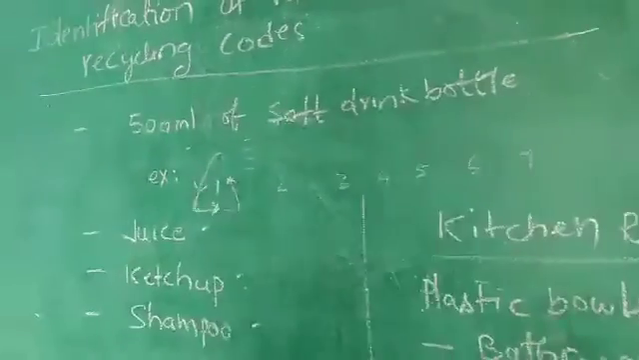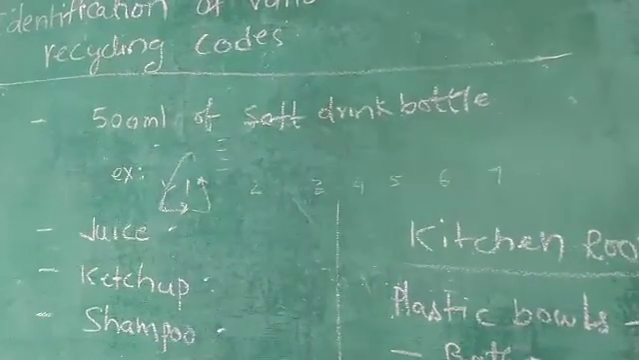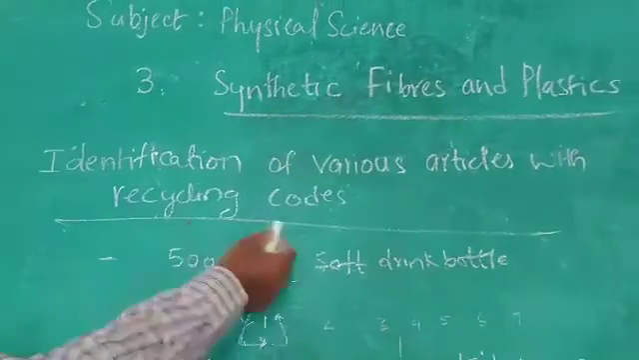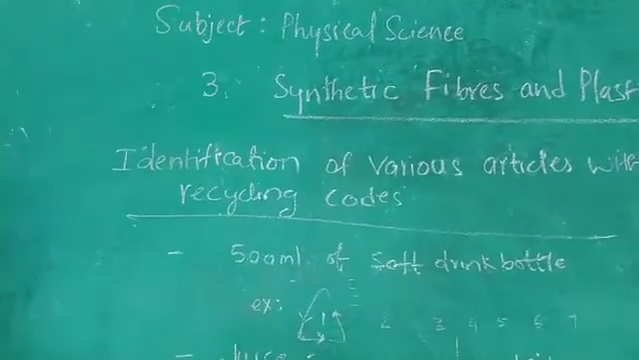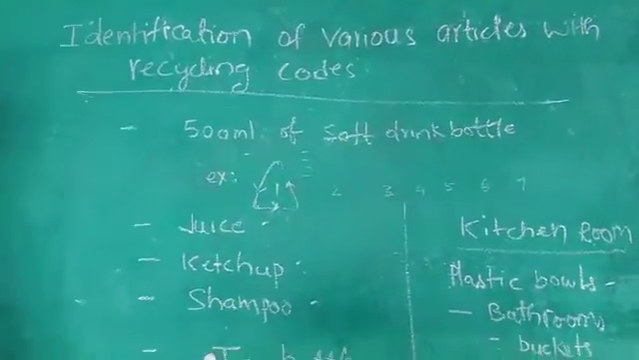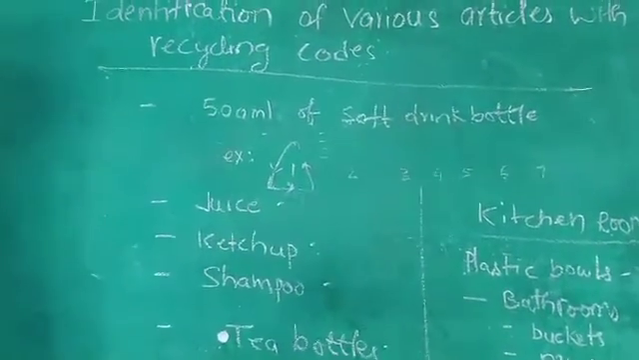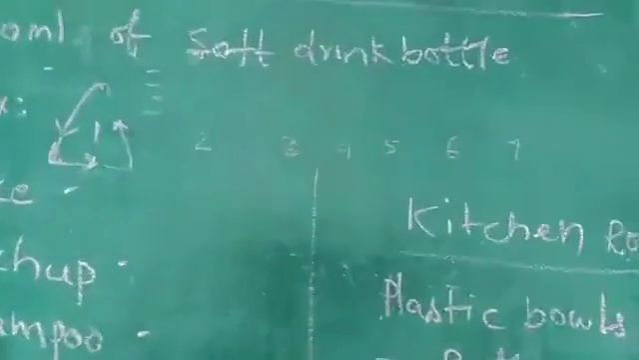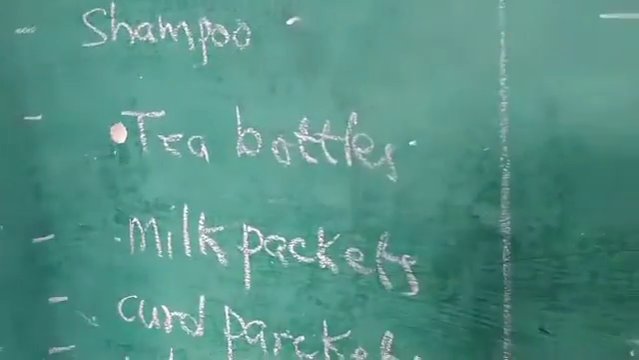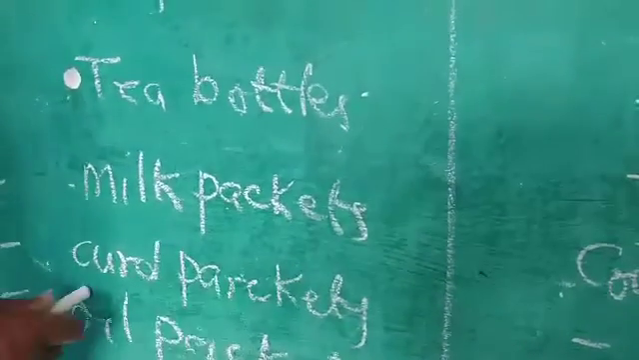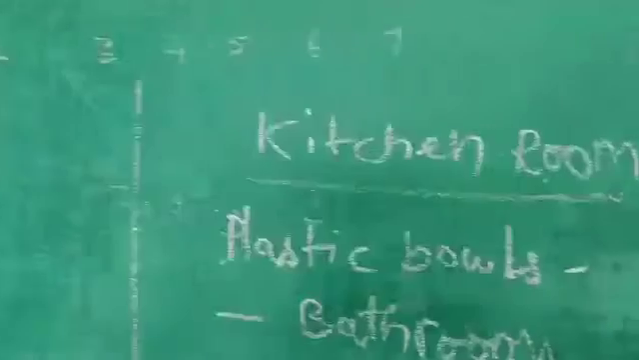See here, identification of the various articles with recycle codes. First, you are identifying the various articles by their recycling codes. In that, first you collect all the soft drink bottles, and we see what is on the back or on the sticker, which triangle, either 1, 2, 3, 4, 5, 6 or 7. Or collect the juice bottles, ketchup, shampoos, tea bottles. All these are plastic only, milk packets, curd packets, oil packets.